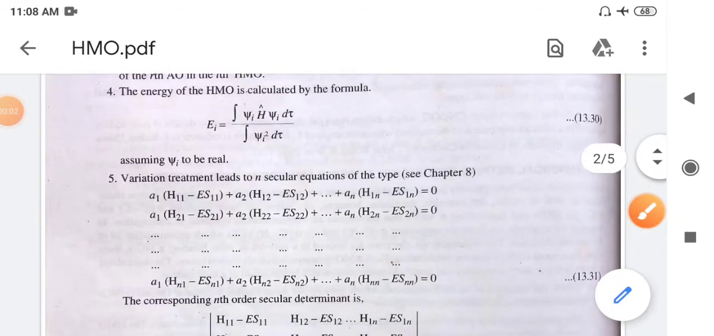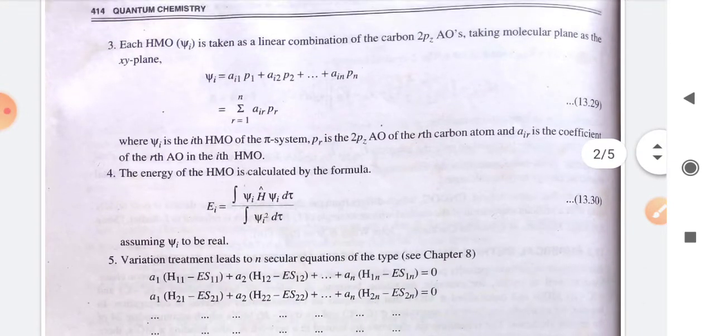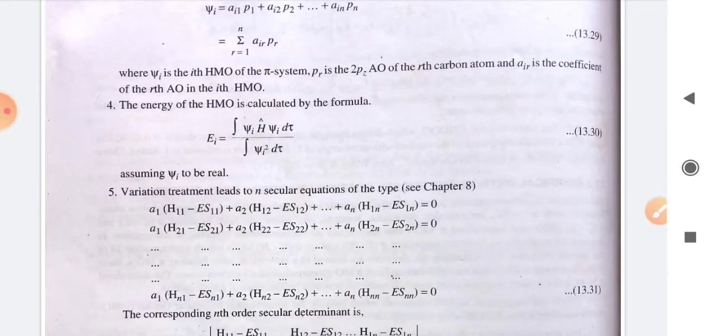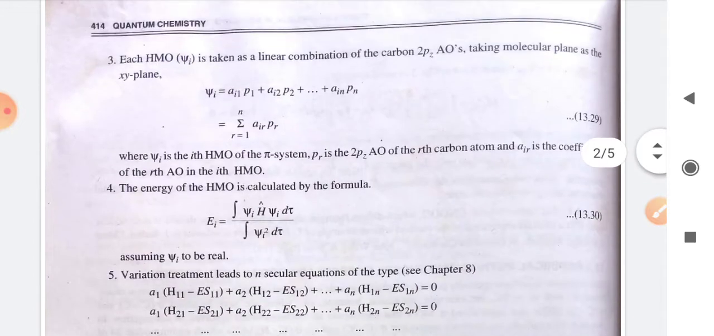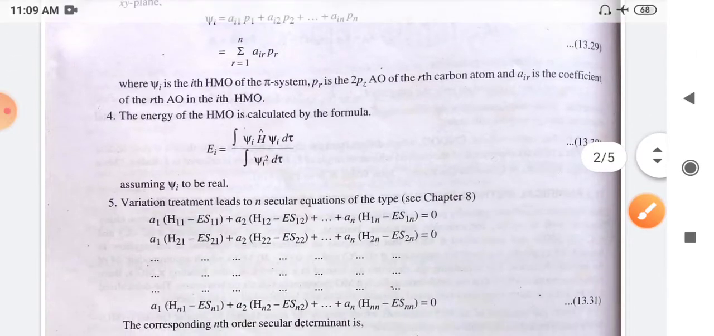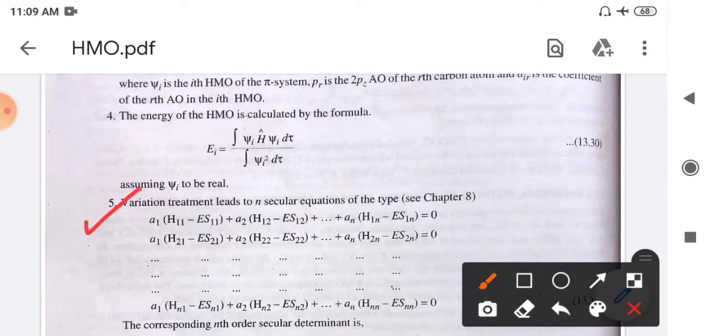Welcome back. We have finished with the wave equation for the ith orbital and the average energy of that particular orbital. Now, in order to find out the coefficients of that wave equation, here we have assumed certain coefficients a1, a2, a3 and so on. To find those coefficients, we have to use one basic method for solving such equations, which is nothing but the variation treatment.